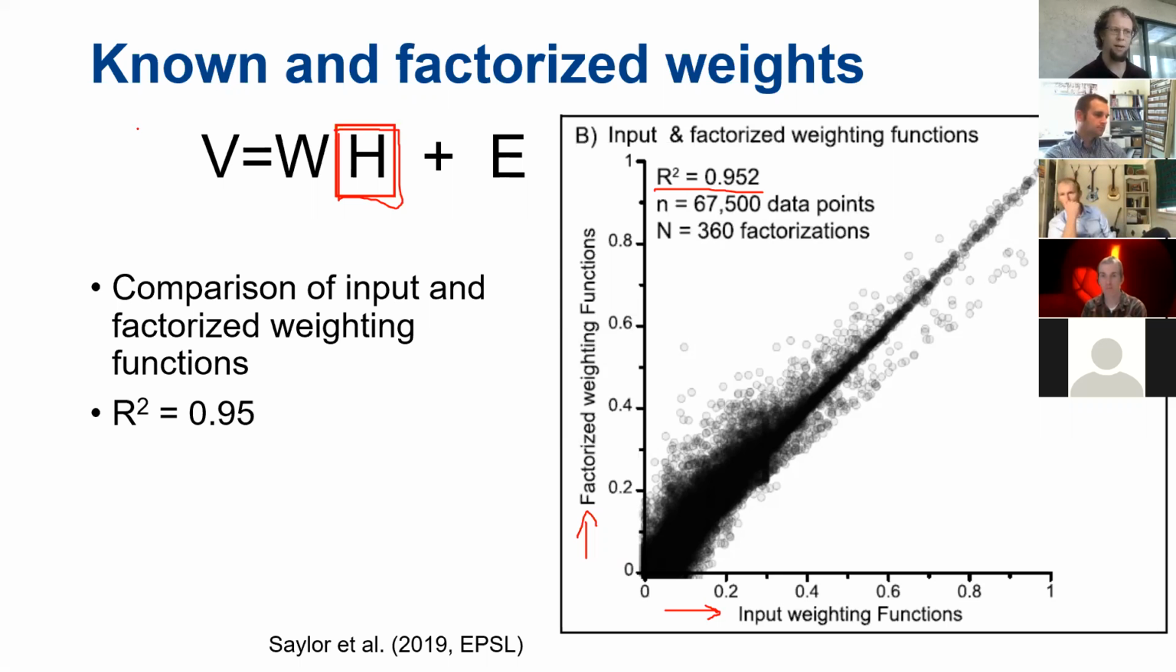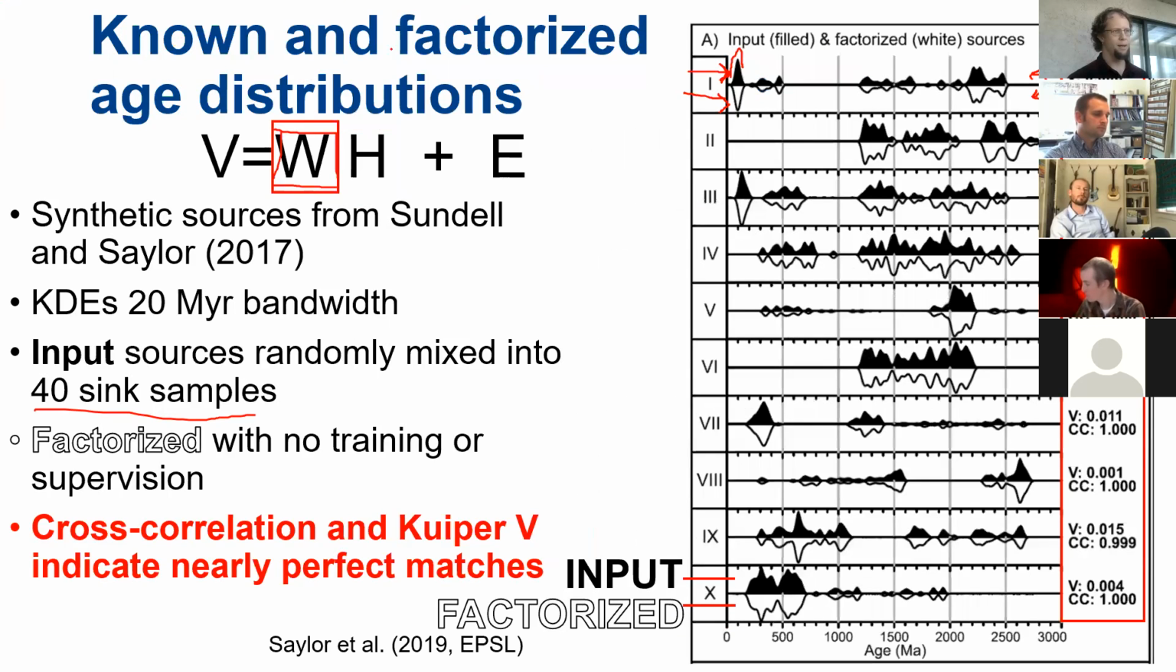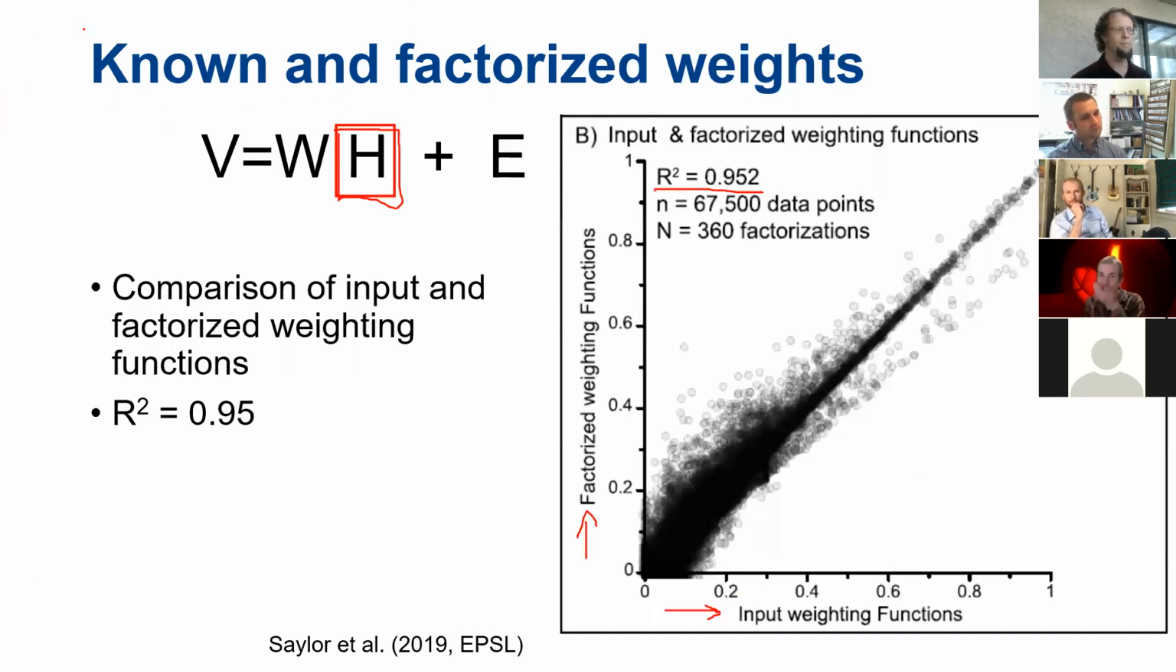criteria for success. So just as an example, imagine if I hadn't known that there were 10 sources and I tried to factorize this into 9. Not only would I miss one of my sources, but some of my other sources would have to take up the slack, so to speak, and match my data with age populations that aren't in fact there. And the same thing applies for the weighting. Some of the weightings would have to take up the slack and make up for those age populations that aren't there.